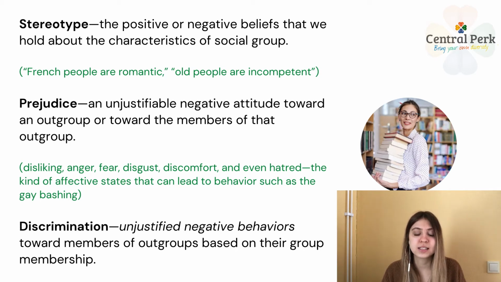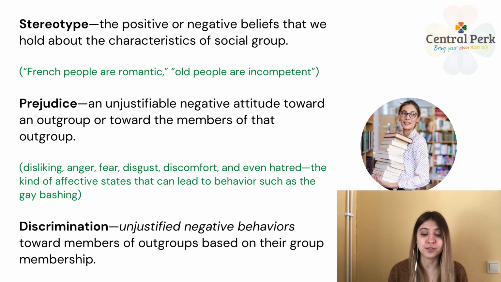But let's mention other examples of stereotype. For example, French people are romantic, all people are incompetent. Those are also stereotypes. Prejudice is an unjustifiable negative attitude. It is an attitude toward an outgroup or toward the members of that outgroup. So attitude, how you feel about it: disliking, anger, fear, disgust, discomfort, etc. The kind of affective states that can lead to behavior such as gay bashing. And discrimination is unjustified negative behaviors toward members of outgroups based on their group membership.